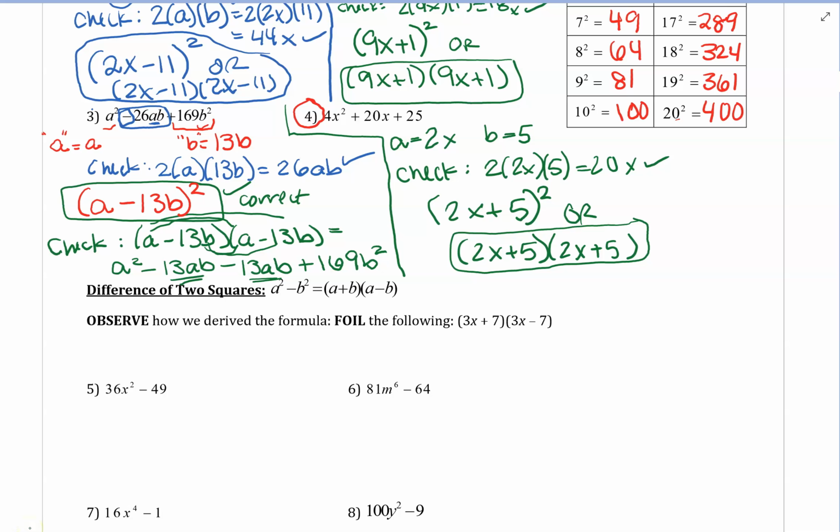Okay, so in number 4, if you look at the first term, we see that it's the square of 2x. If we look at the last term, we see it's the square of 5. So then we check the middle term to see if it's 2 times a times b, or 2 times 2x times 5, which it is, because 2 times 2 is 4, times 5 is 20, and there's an x. So it works. So then that means this is a perfect square. It's not like your typical trinomial. It's special and can be factored using this formula right here, ax plus b squared, or you can write each term out twice.